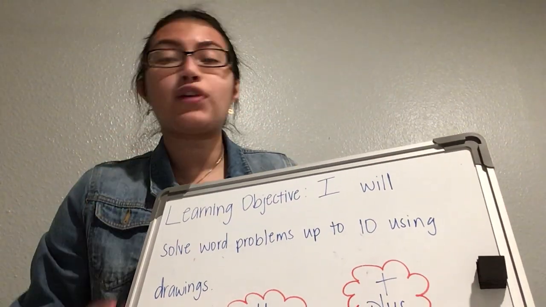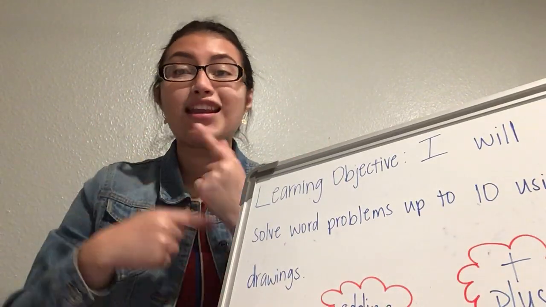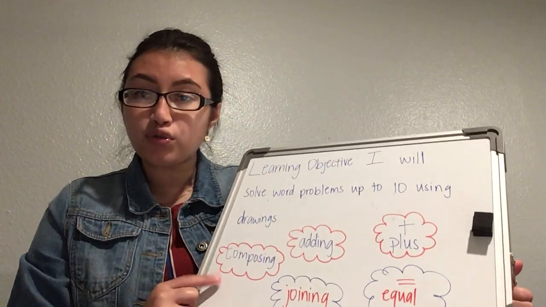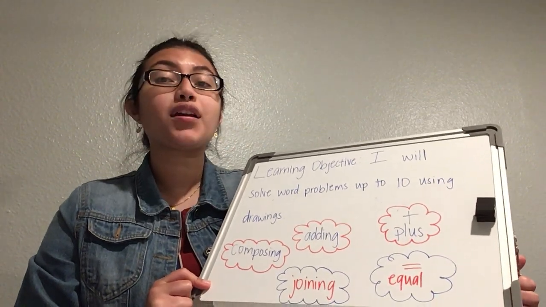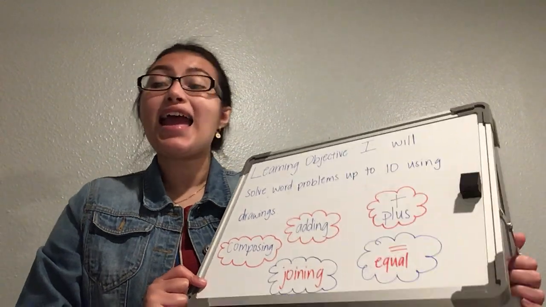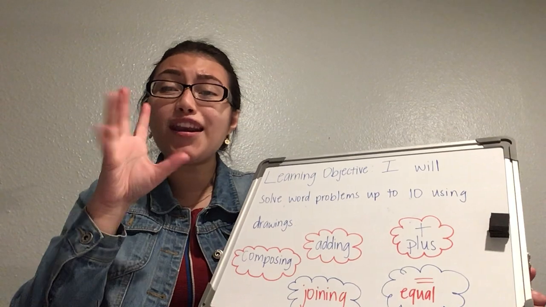First, let's go over our vocabulary words because we are still doing the same thing. We're just getting our answer in a different way, okay? So today we are still composing. And what does compose mean? Compose means to make. And I'm in math class, so what am I going to make? I'm going to make a number.